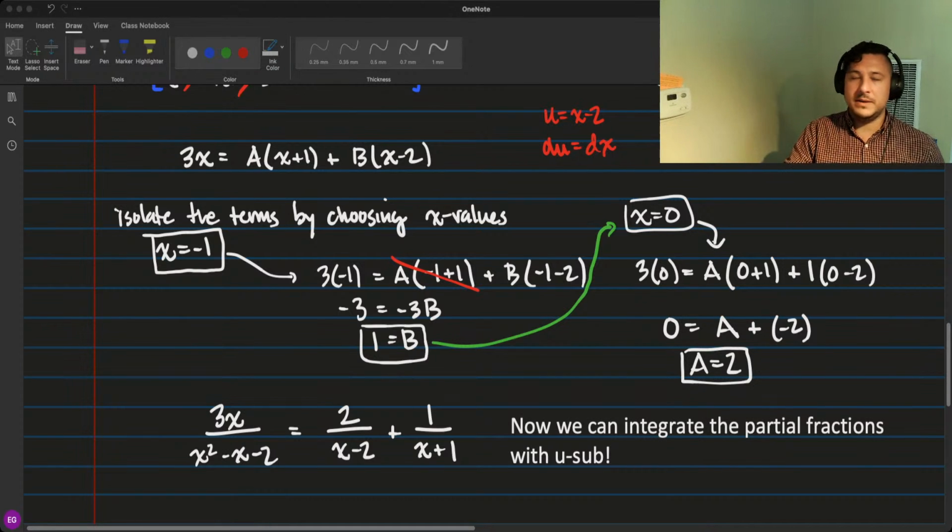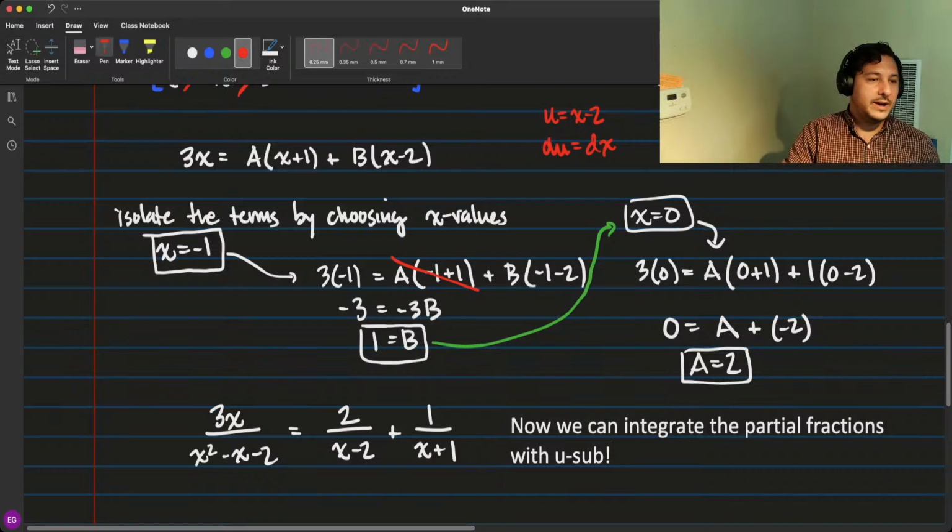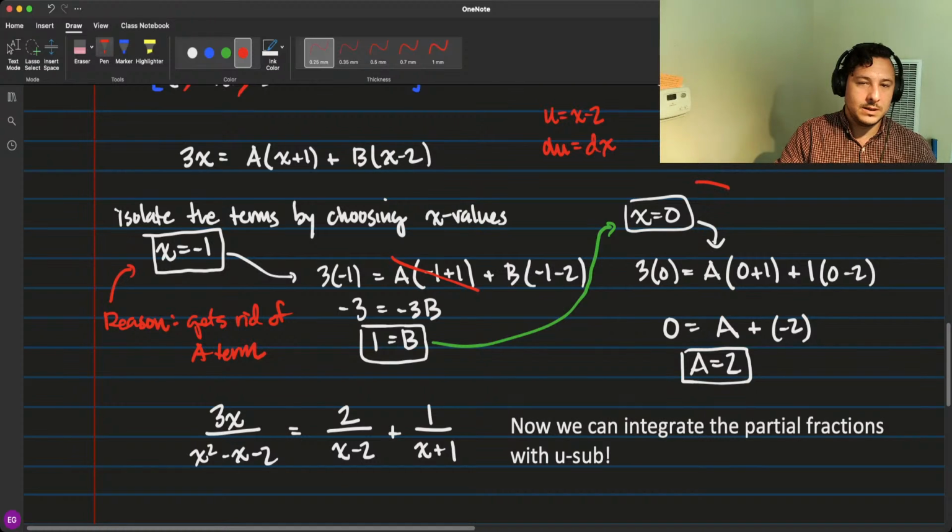So you should probably make a note to yourself. There is a reason for this. The reason for x equals -1 is that it gets rid of the a term. Whereas with this one, there is no reason other than convenience.